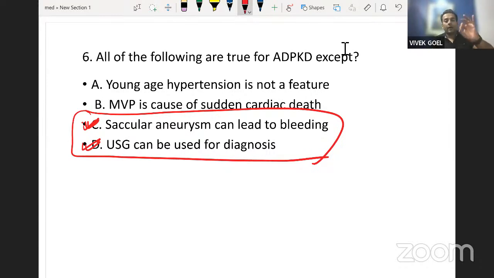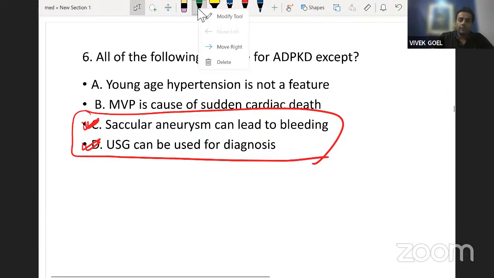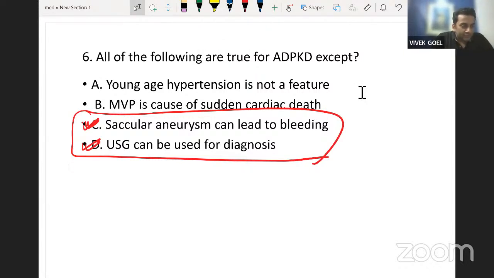What is false for ADPKD? Now, please understand. Now, Dr. Shaz Merchant said that it was given young onset hypertension is uncommon. Okay. If that was the question, life is easier for me. Now, why do I say that? See, MVP is a cause of sudden cardiac death.